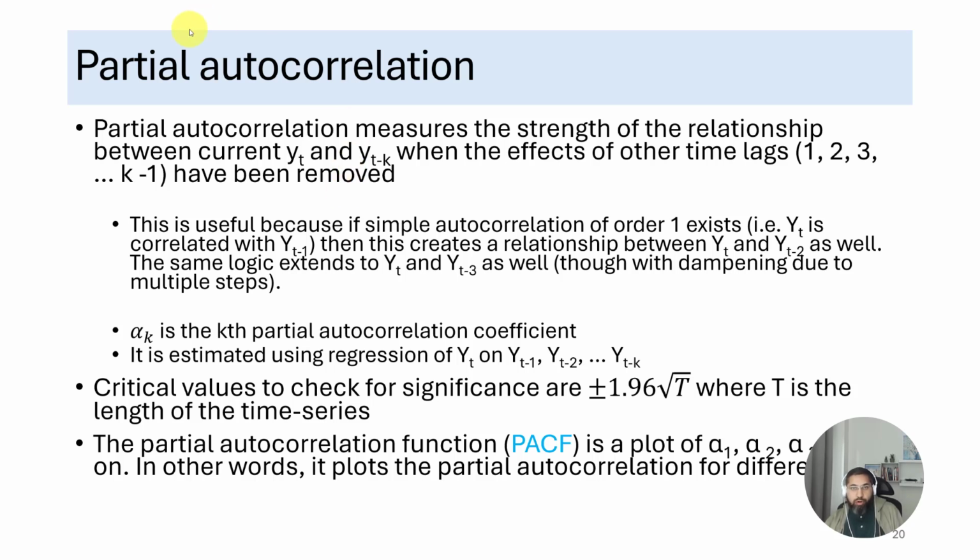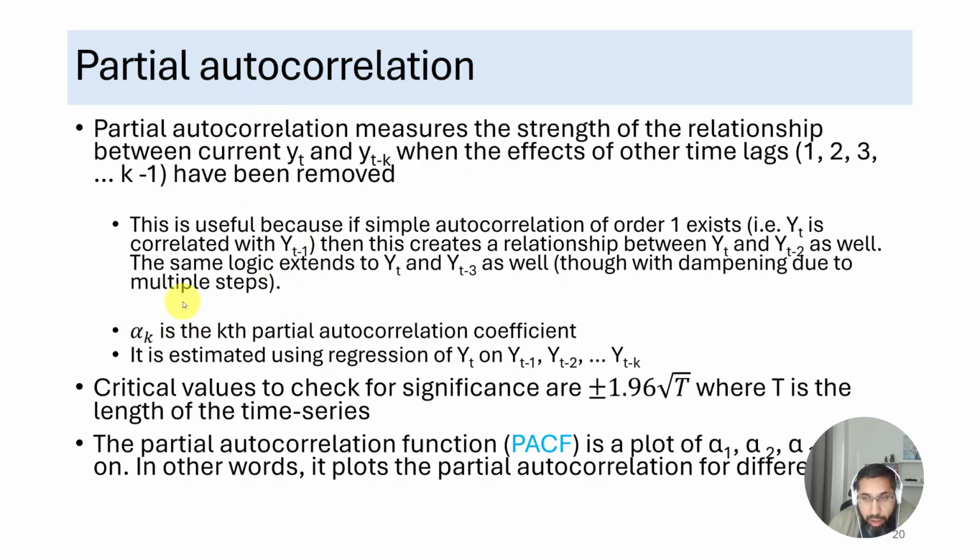correlation. So partial autocorrelation measures the strength of the relationship between current yt and yt minus k, the lagged value, when the effects of intermediate lags 1 to k minus 1 have been removed. This is useful because if simple autocorrelation of order 1 exists, like R1 exists, then this creates a relationship between yt and yt minus 2 as well. We just saw that R1 creates R2.